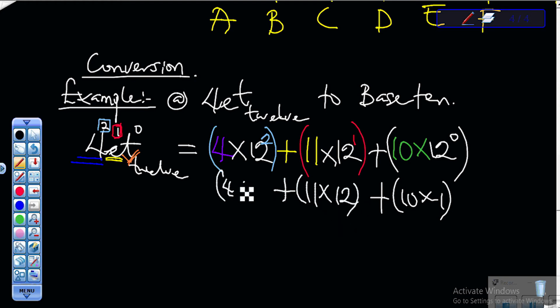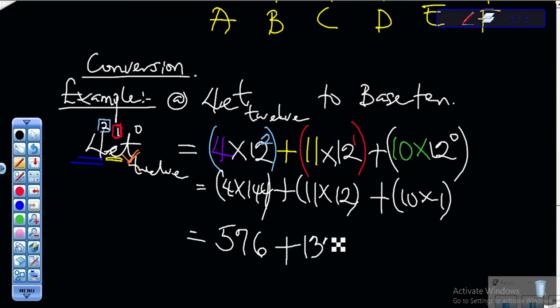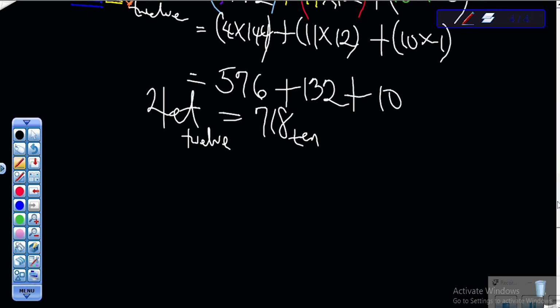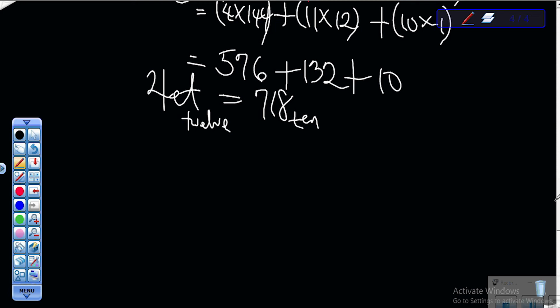Then 4 times 1, 44. So don't be surprised if you have that as our final answer, because I've explained earlier. So the next thing now is 4 times 144, which is 576, plus 132 plus 10. 132 is 11 times 12 and 10 times 1 is 10. So finally we have 718, which is the same value as 4ET in base 12. So that is our conversion using the powering method.